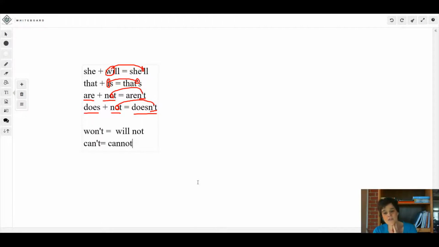Okay, now there's one more thing I want to talk about, and this is called a double negative. And in Texas where we live, it's real easy to use a double negative.